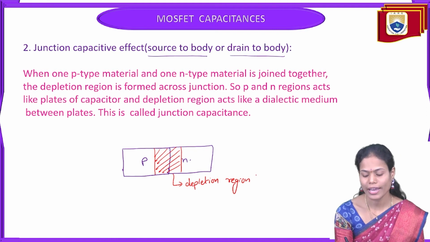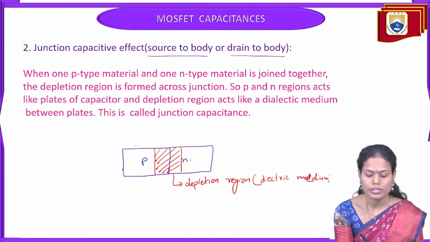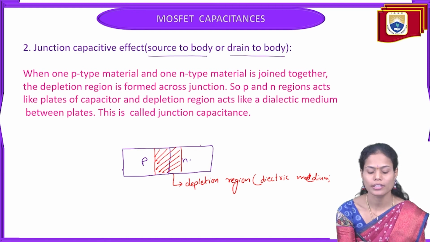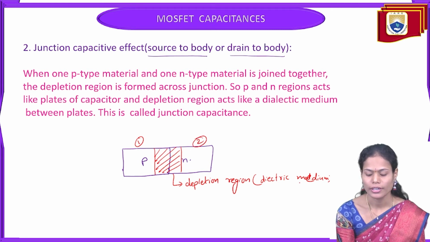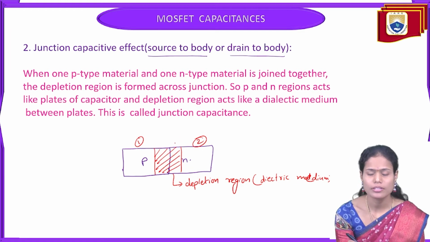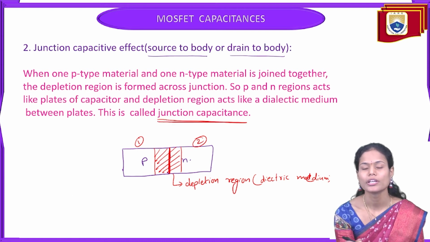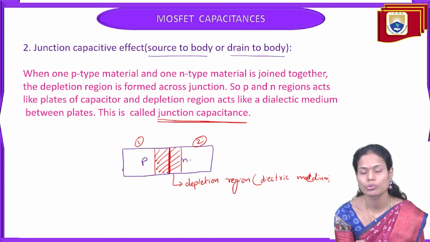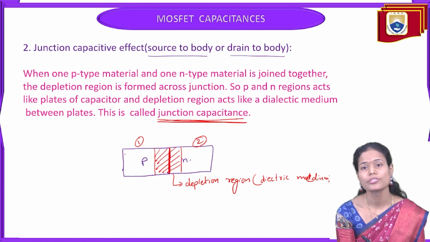This depletion region acts like a dielectric medium. The P region as well as the N region act like the two plates of the capacitor, and the depletion region acts like a dielectric medium between these two plates. This capacitance existing across the junction of P and N type material is called junction capacitance. So across the junction of any two types of materials, if a capacitance exists, that capacitance we can call the junction capacitance.